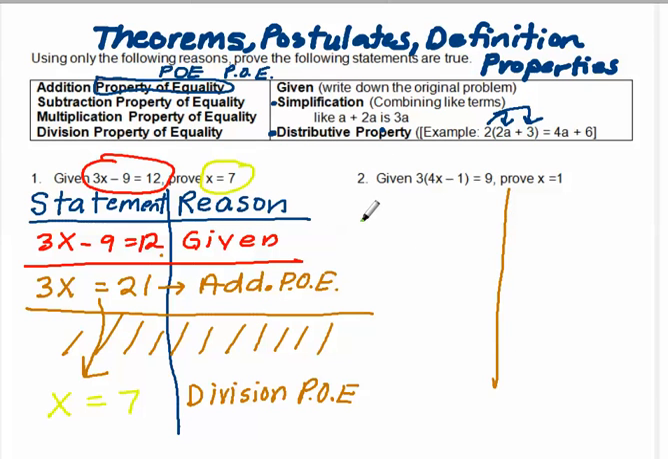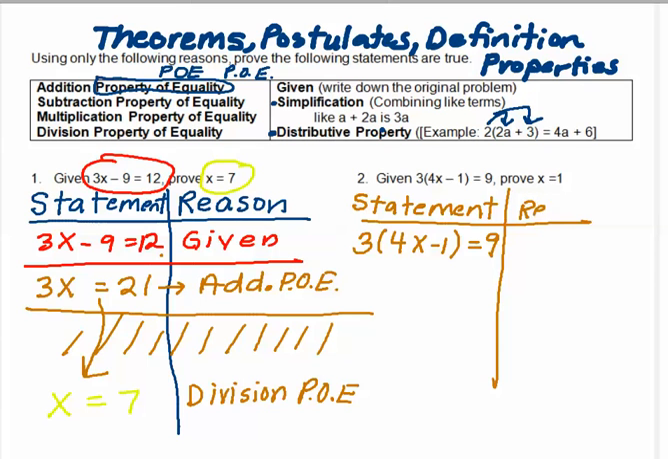Okay, let's take this one. This is our given, 3. Oh, wait, I got to write my headers first. Let me start this. 3 times 4x minus 1 equals 9. Okay, let me write statement and reason at the top. Never want to forget that. Alrighty. The reason for the very first one, of course, is given, because it was given to me.